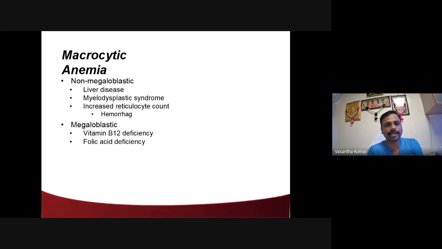Next is the macrocytic anemia. The macrocytic anemia is further classified into megaloblastic and non-megaloblastic. Remember two things, B12 and folic acid, as the major causes of macrocytic anemia.